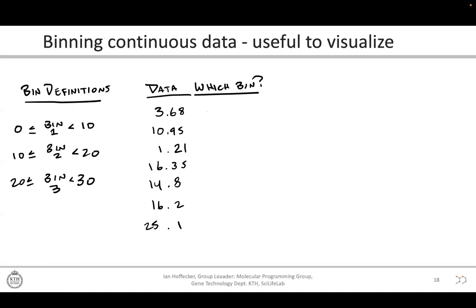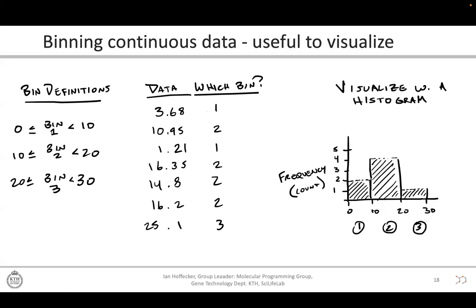So here we create 3 bins, bin 1, bin 2, bin 3, and bin 1 corresponds to any data falling within the range 0 to 10, bin 2 from 10 to 20, and then bin 3 from 20 to 30. And so if we go through each of these data points, so the first one, 3.68, well, since this is between 0 and 10, we assign it to bin 1 here. And we can do this for all the other data points that we have in our data set.